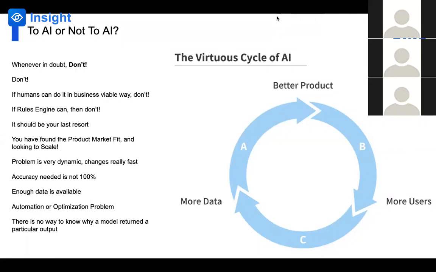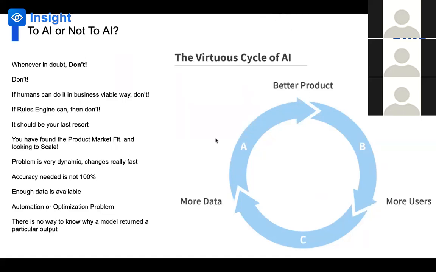Accuracy needed is not 100%. This is very critical. Any ML model or AI model you build, you would never get 100% accuracy. So in mission critical problems where you want accuracy to be 100%, I would suggest try and avoid using ML and AI as much as possible. It's best suited for automation and AI problems and when there's enough data available.